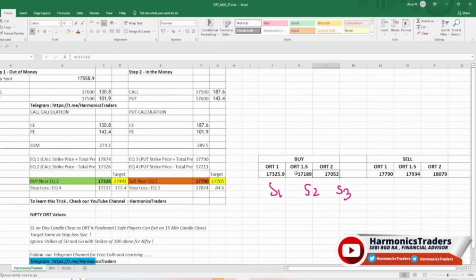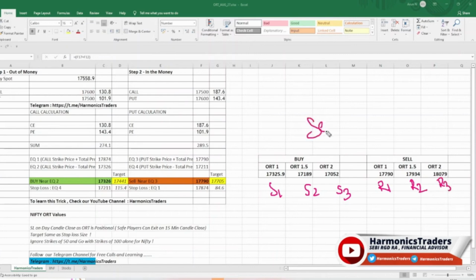Likewise, how to derive ORT 2? Very simple. Just take this number and directly subtract this particular number. You have the ORT 2. So it's nothing but C17 minus C12, and we have this particular number. Likewise, how to deal with ORT sell? It is the same number, 17,790. For 1.5, we take the actual number and add this 289 divided by 2. That becomes ORT 1.5 sell, and ORT 2 sell is nothing but taking this 289 and adding it to this particular number. So based on August 26, these are the values with respect to Nifty ORT for the September 1st series.